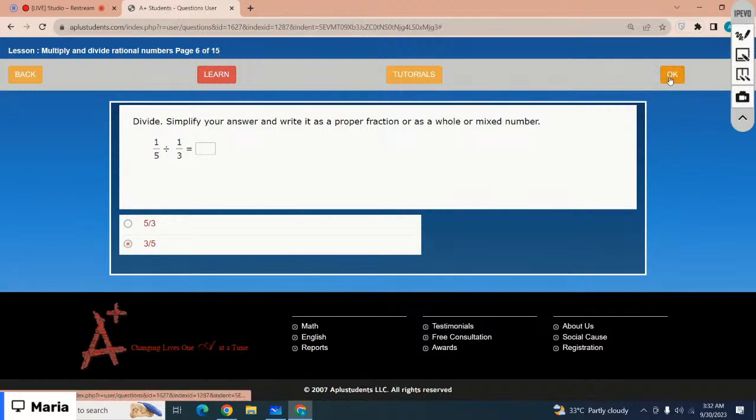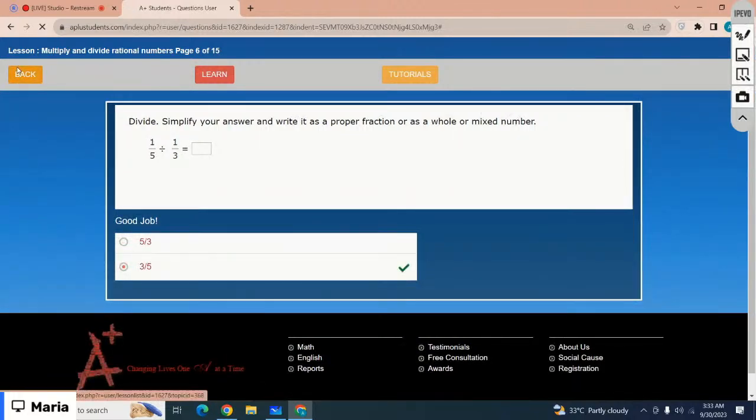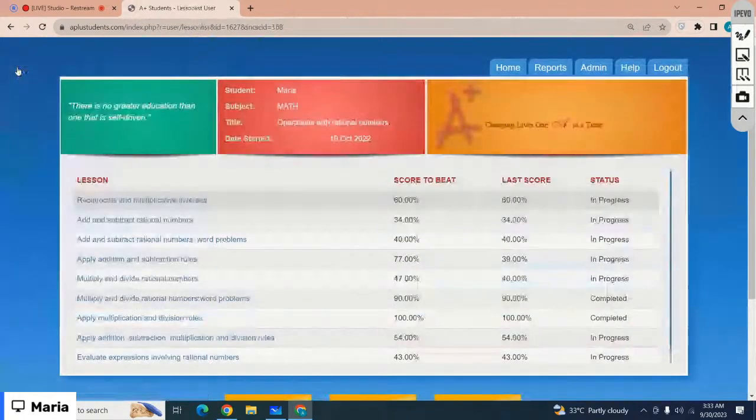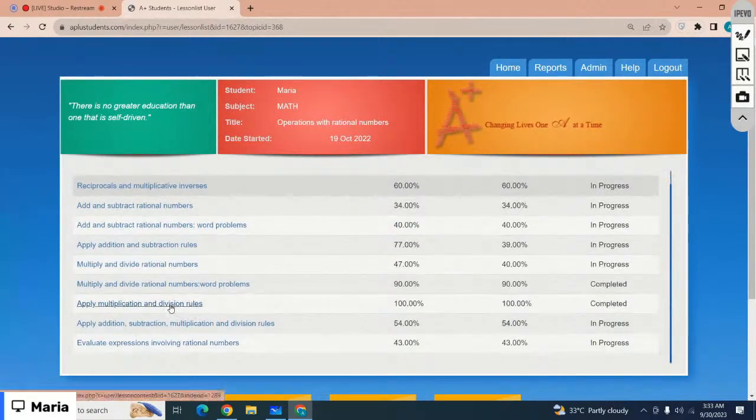Okay, you can complete the lesson by yourself later today. So let's just move on to the next lesson. The next lesson is multiply and divide rational numbers word problem. You have to do word problems on your own, right? The next one is apply multiplication and division rules. Let's just see which rules they are, right?